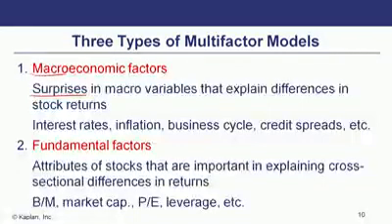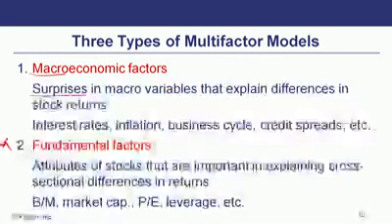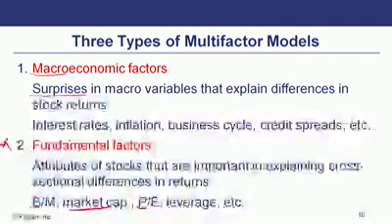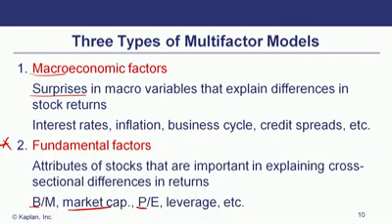Okay, the second one, and probably the most interesting from our point of view as CFA test takers, are the fundamental factor models. So this is where we're actually going to use the attributes of the individual asset. Here we're talking about it in terms of stocks. The attributes of the stock or the company that would be important in explaining the cross-sectional difference in returns. So that would be things like book to market, the market capitalization, the size factor that we just talked about, and then price to earnings ratio, leverage, all those things. But those are going to be attributes that pertain to that particular security.